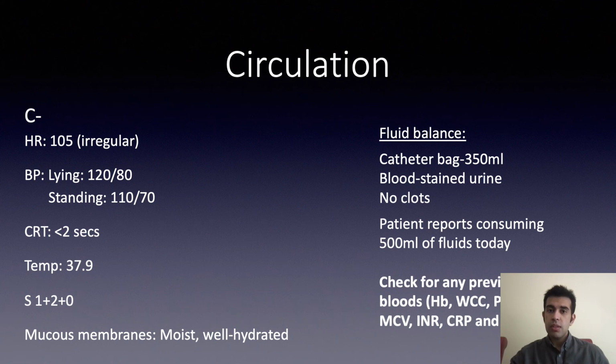Of course, as you're assessing a patient, it's very important to see if there's any previous history on the patient. So in this case, you want to have a look at his FBC, have a look at MCV, have a look at his INR, have a look at his CRP, as well as a whole host of other blood tests that might be useful.